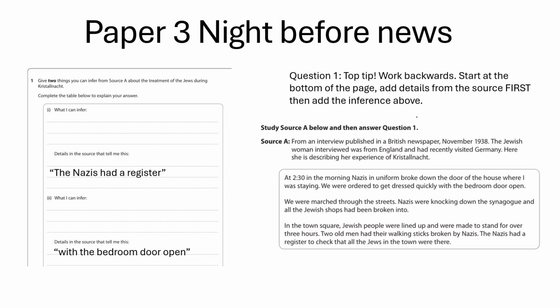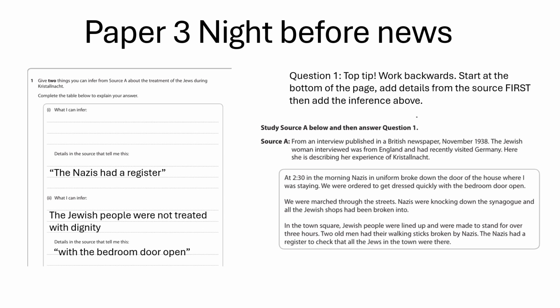So that's your inquiry. You look at your source. You find 2 phrases or 2 sentences that give you clues about the inquiry. So in this case, clues about the treatment of Jews, and then you write the details in first, because it is easier to make an inference from a detail than have an inference and then find a detail afterwards. And you can see that I've done that on the screen. So we've put the details, the quotes, in first.